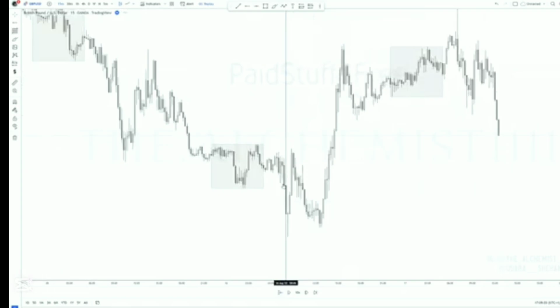This day I got stopped out at break even. Let me show you. Go to the 30-minute. What has Asia done? It created a strong high, right? Liquidity taken out. Structure broken.